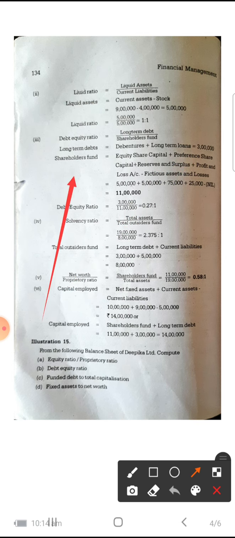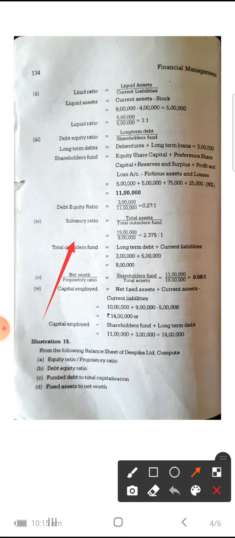Shareholders fund. How to calculate shareholders fund? It is equity share capital plus preference share capital plus reserves and surplus plus profit and loss account minus the fictitious assets and losses. All the fictitious assets and losses have to be deducted. Write all the amounts, deduct fictitious assets, you will get 11 lakh. So debt equity ratio is equal to 3 lakh divided by 11 lakh, which is 0.27 is to 1.